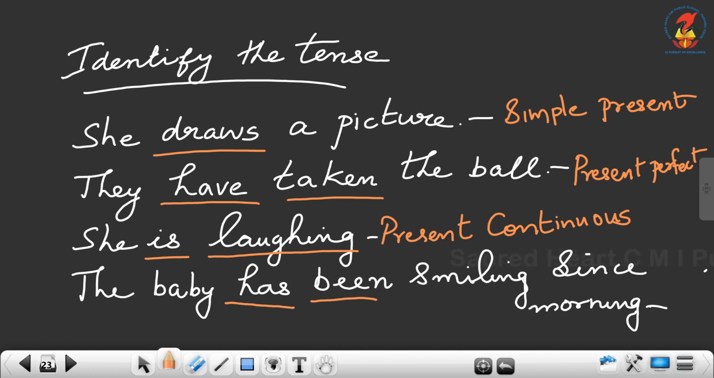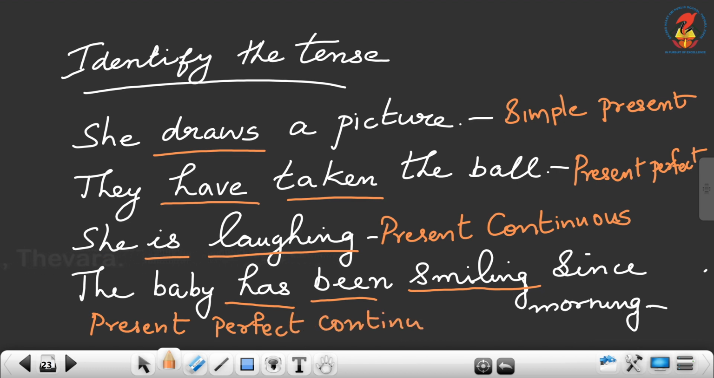Has plus been plus the ing form of the verb. What is that? Has or have plus been plus the ing form of the verb. That is present perfect continuous tense. Okay. So, I hope everybody might have got the answers correct.